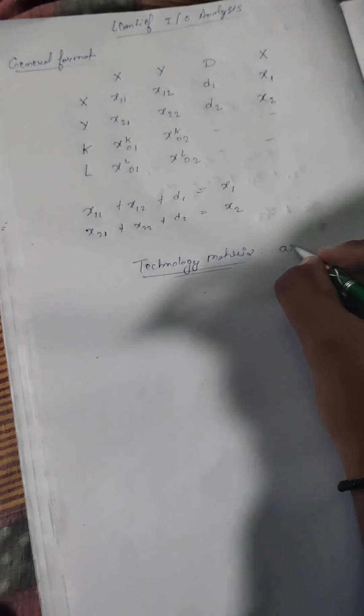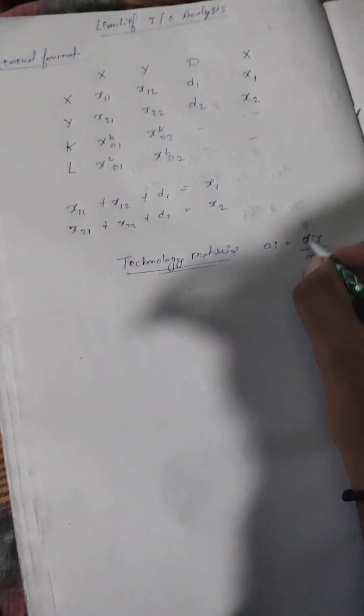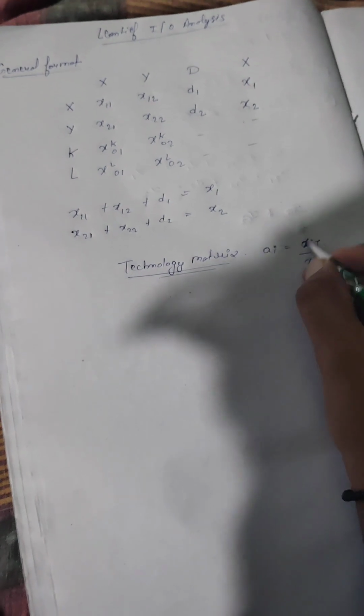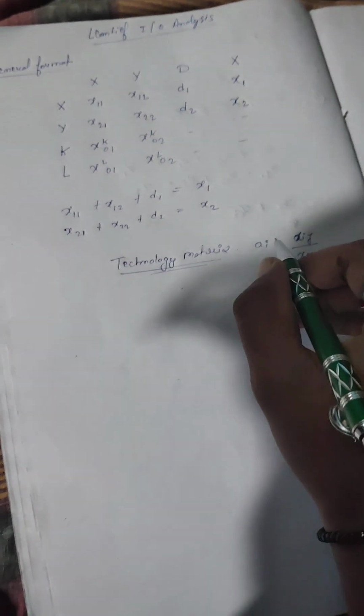The technology matrix can be written in the format Aij equals Xij divided by Xj. So, the amount of output of the ith industry used by the jth industry to produce 1 unit of output. The technology matrix basically shows the per unit input requirement.